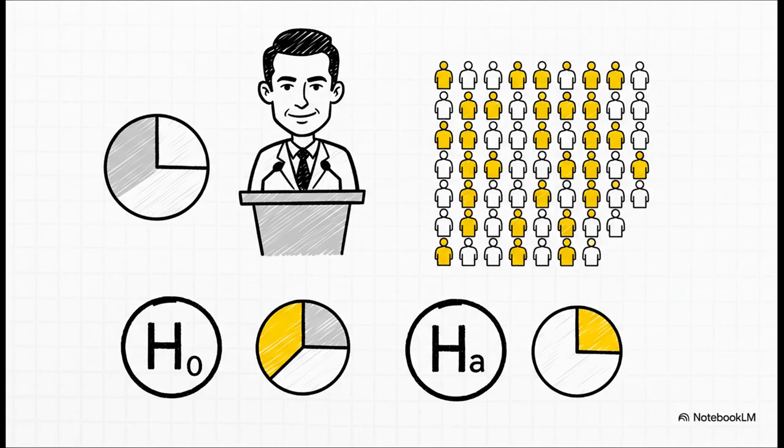So we set it up. The null hypothesis is that nothing's changed. Support is still 50%. The alternative is that support has actually gone up. And we're going to set a really high bar for evidence. We'll only accept a 1% risk of a false alarm.